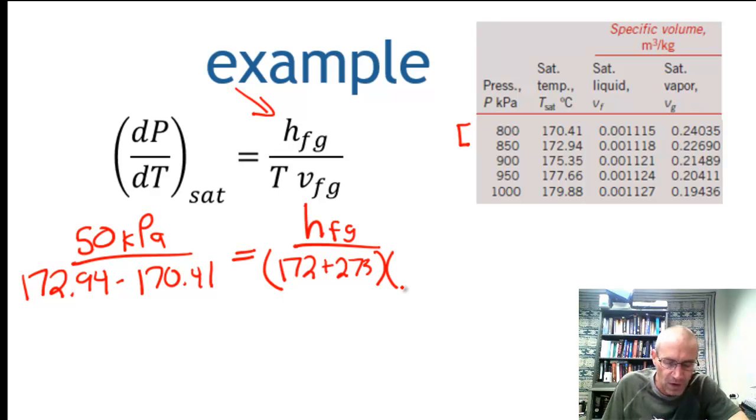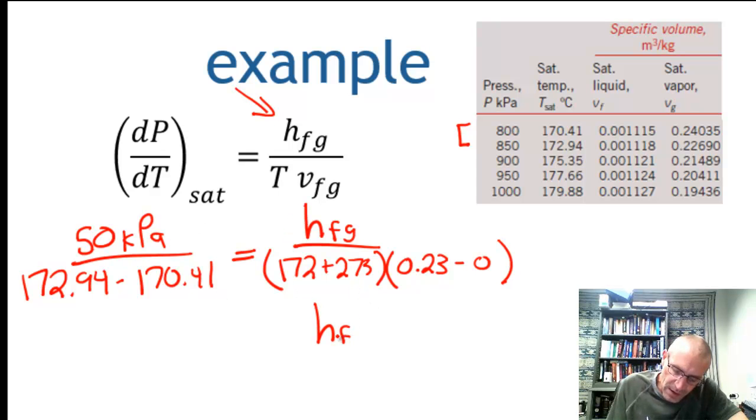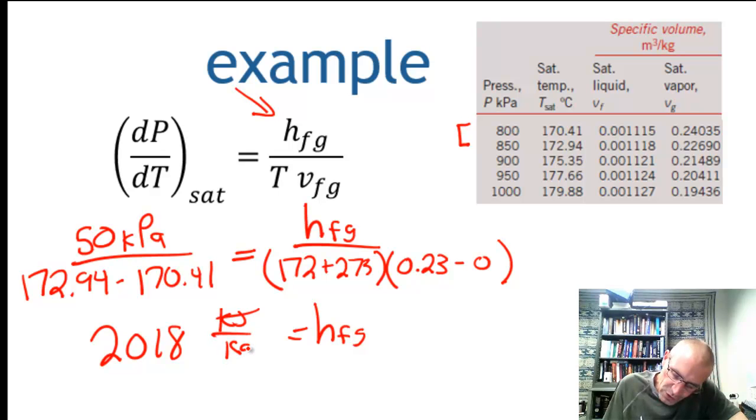Then I've got to do this over vfg, and again it's going to be somewhere between these two values, 0.2269 and 0.2403. The vf values are really small, so this comes out to be about 0.23 as the average minus about 0. It's pretty inconsequential. Now let's calculate what hfg would be. If I plug all those numbers in, I find hfg is about 2018, and the units are kilojoules per kilogram. So there's my estimate.